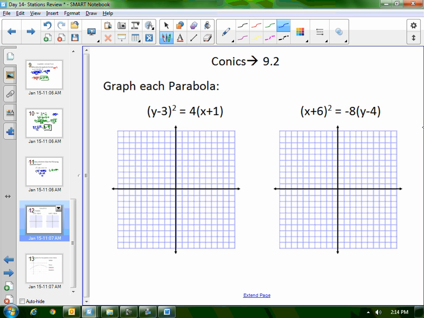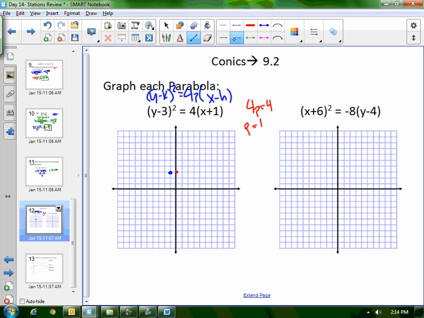So remember, it's supposed to look like y minus k squared equals 4p times x minus h. So the h in this problem would be -1 and the k would be +3. So -1, +3, that's my vertex. Now to find the focus and the directrix, 4p in this problem is 4, which means p is 1. So if p is 1, to the right 1 would be the focus, and to the left 1 would be your directrix.